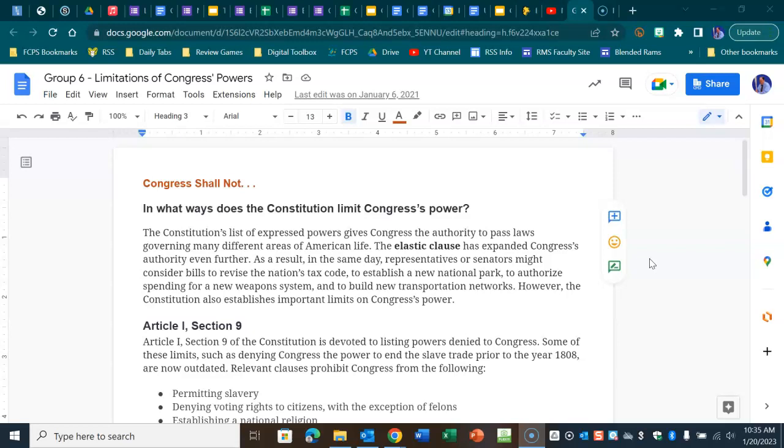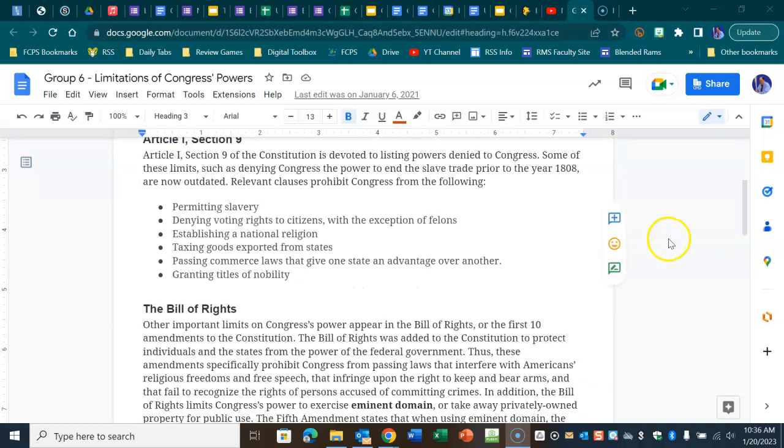The Constitution's list of express powers gives Congress the authority to pass laws governing many different areas of American life. The Elastic Clause has expanded Congress's authority even further. As a result, in the same day, representatives or senators might consider bills to revise the nation's tax code, establish a new national park, authorize spending for a new weapons system, and build new transportation networks. However, the Constitution also establishes important limits on Congress's power.